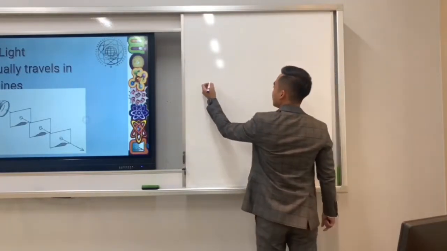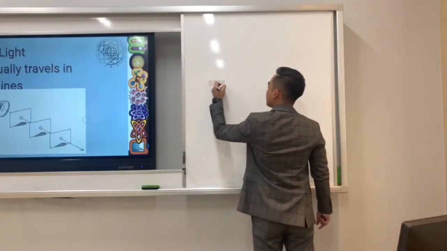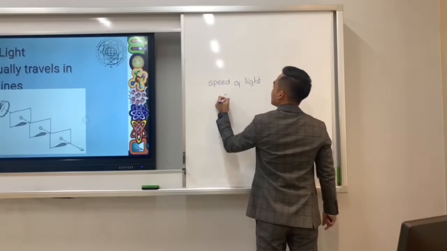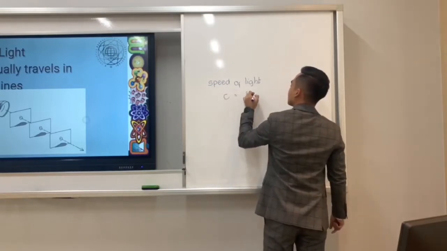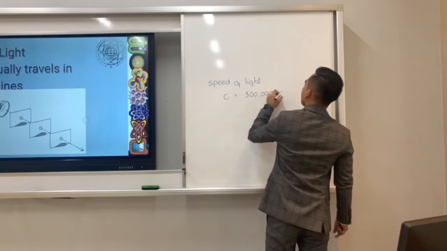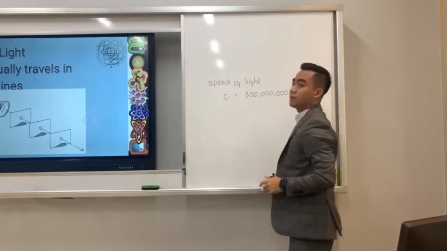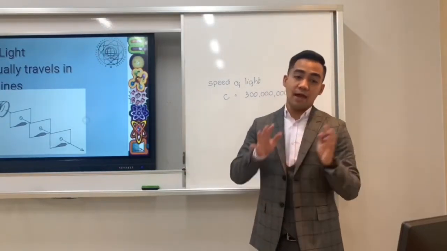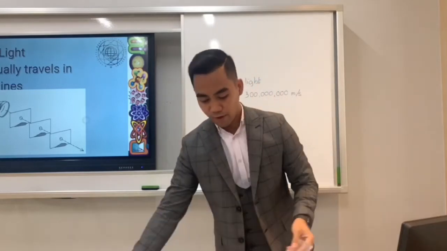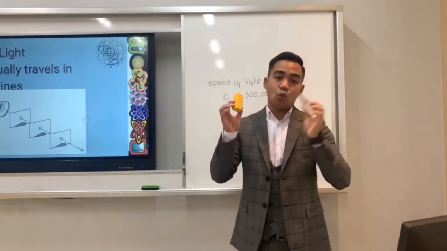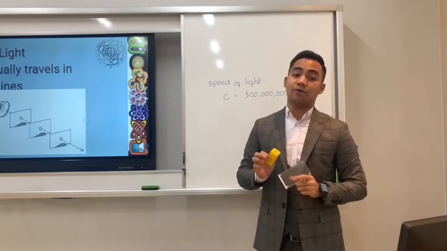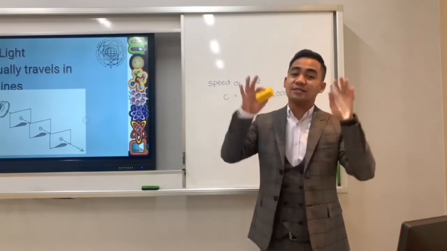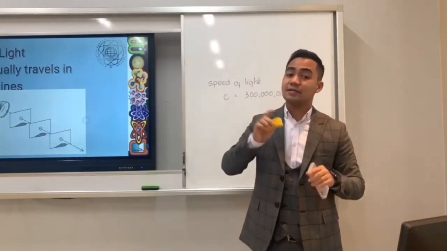So we can write here the speed of light, 300 million meters per second. When a ray of light passes from air into the glass, for example, what happens? It slows down and bends towards the normal. The quantity that describes how much light is slowed down is the refractive index.